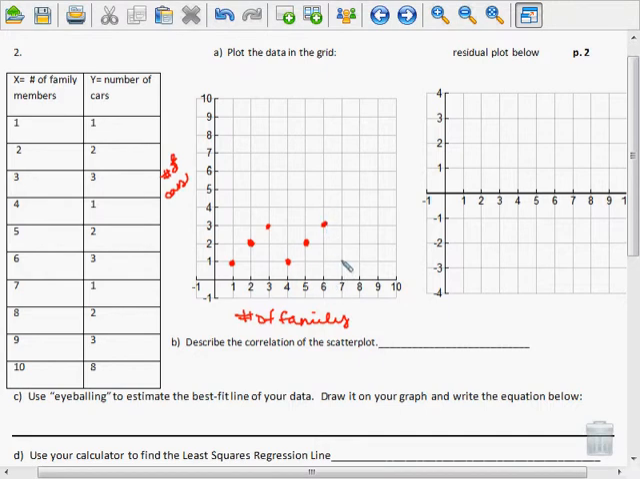When x is 7, y is 1. When x is 8, y is 2. When x is 9, y is 3. When x is 10, y is 8. Okay?